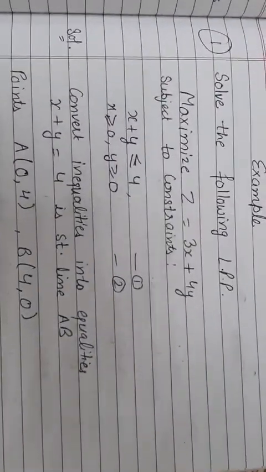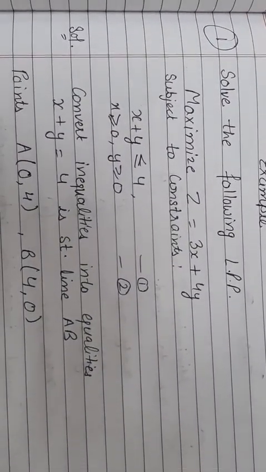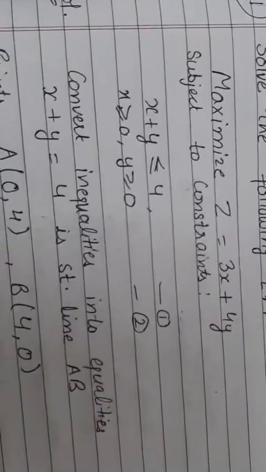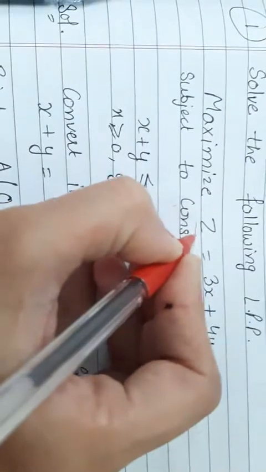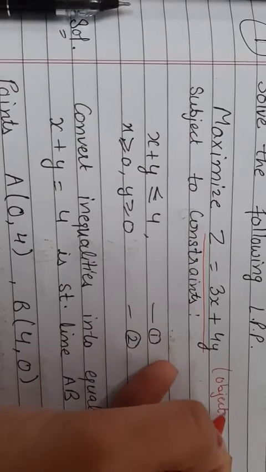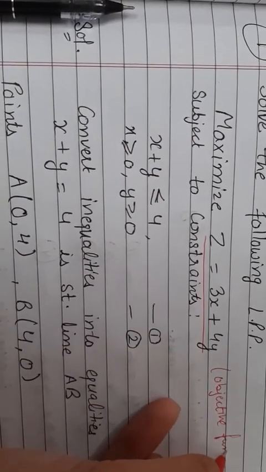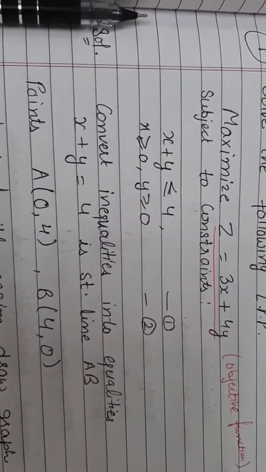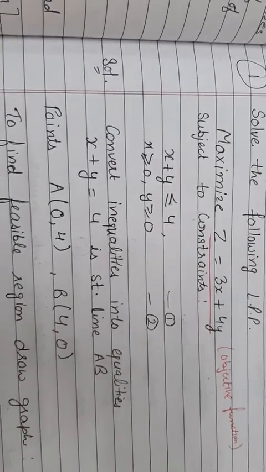So firstly, see this example. Solve the following LPP. This is maximize z. What is z? This is your objective function. I'll underline here. Z is your objective function. Now you can see subject to constraints.